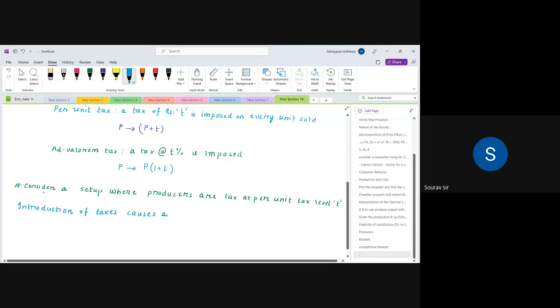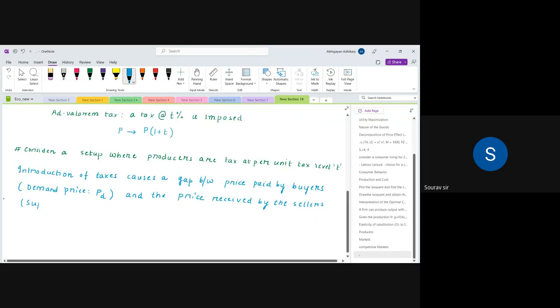So the fundamental concept over here is that introduction of taxes causes a gap between the price paid by the buyers, which I will denote as the demand price, PD, and the price received by the sellers, which I will term the supply price, PS. Then PD minus PS is equal to T.